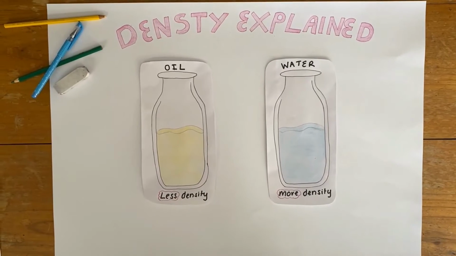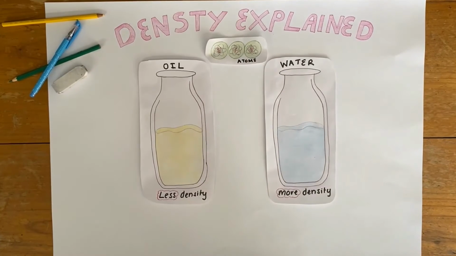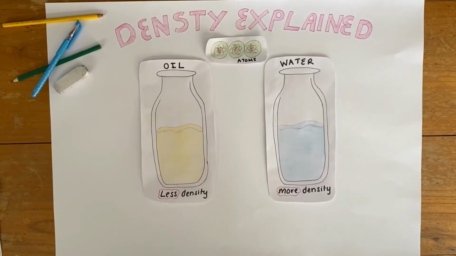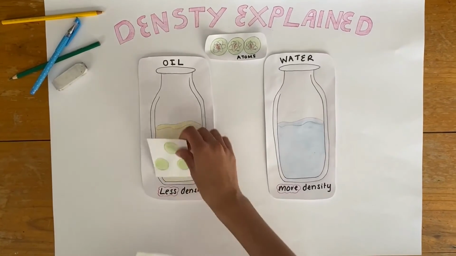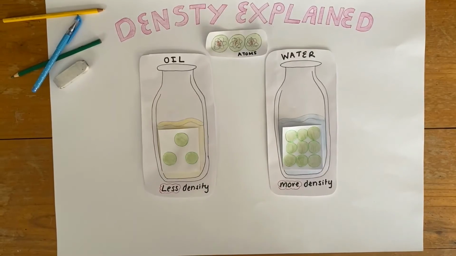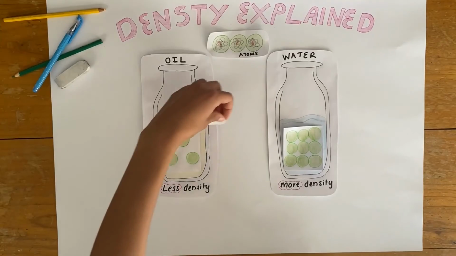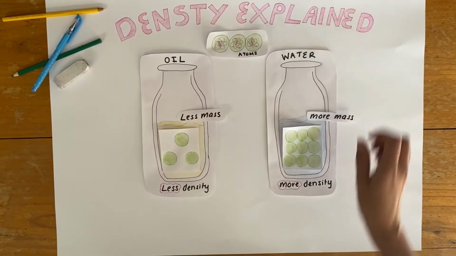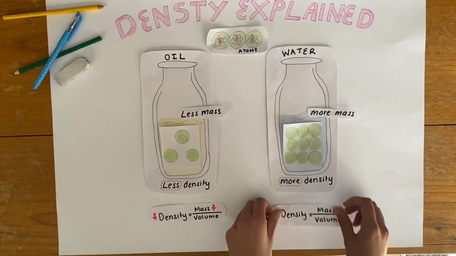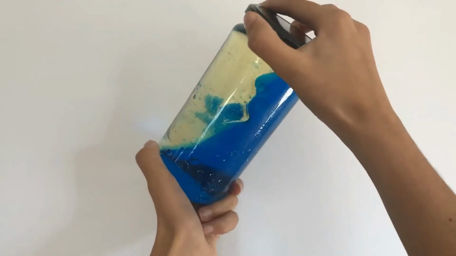Now, let's use our learning to explain density. These circles represent atoms. Oil is less dense than water. Why is this? Well, oil has a small crowd of atoms that are further apart in the space, whereas water has a larger crowd of atoms that are closer together in the same space. Therefore, oil is less dense than water. And because oil is less dense than water, the oil floats on top of the water and doesn't mix.